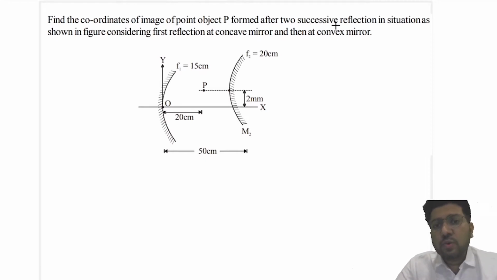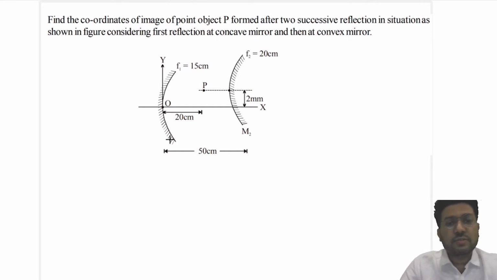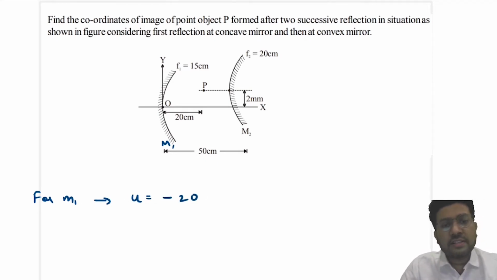formed after two successive reflections. So this time you have to see two successive reflections in the situation shown in the figure, considering the first reflection at the concave mirror and then at the convex mirror. So this is mirror 1 basically. So for mirror 1, this time u is equal to minus 20 centimeter, f is equal to minus 15 centimeter. Why minus 15? Because it is a concave mirror.